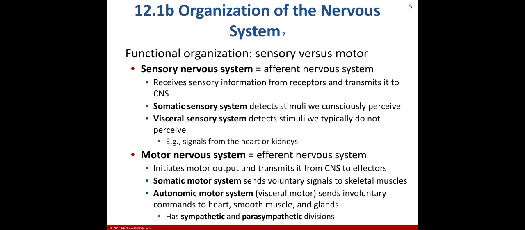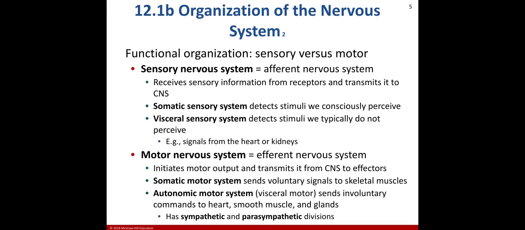Then there is this functional organization as well, where we have sensory and motor neurons. So your sensory nervous system is also called your afferent nervous system. So that is where we receive our sensory information from receptors and send it to the central nervous system.